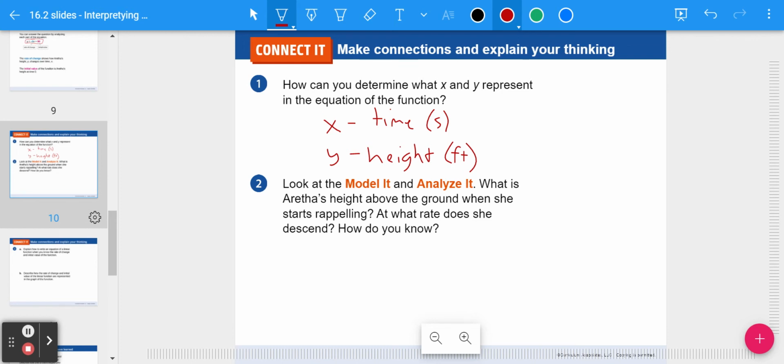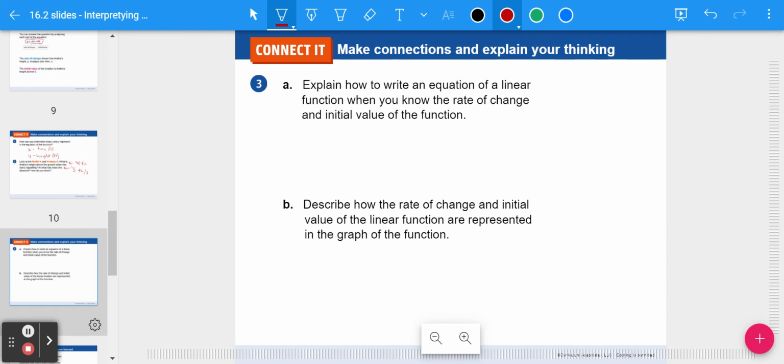Number 2, look at the model and analyze it, the two examples we just looked at in the book. What is Aretha's height above ground when she starts rappelling? We've already answered that, 90 feet. And at what rate does she descend? We already answered that as well. You can put in 5 feet per second. You can put -5 because it is descending, but if you say descending, you understand it's going down.